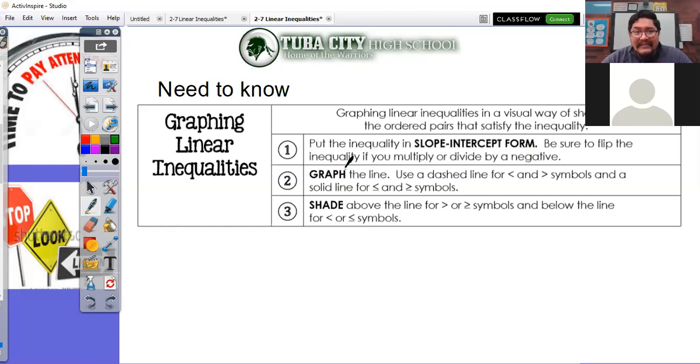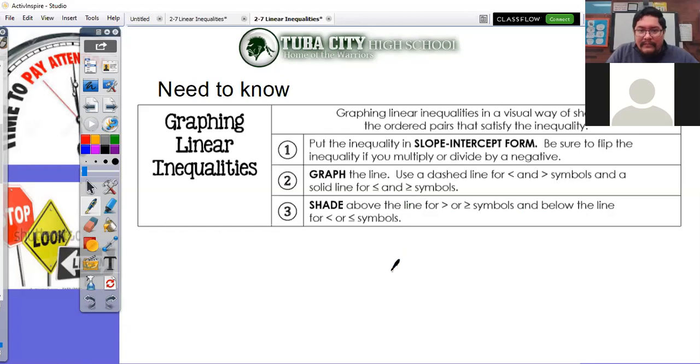But there's a little bit of extra information here, and that is to use a dashed line for less than and greater than symbols. And we would also use a solid line for less than or equal to and greater than or equal to symbols. All right, so this might be a little bit confusing at first, but it's going to be tied into what we've already used.